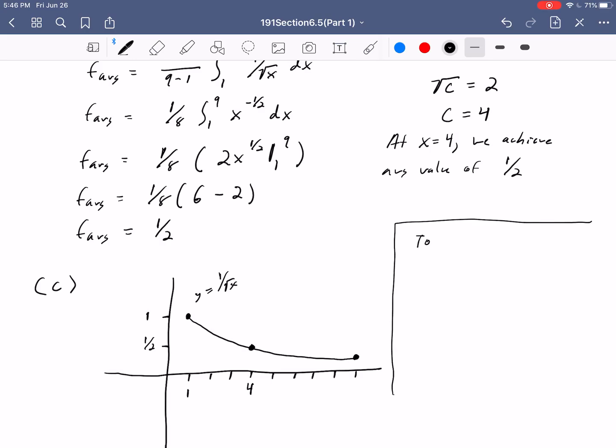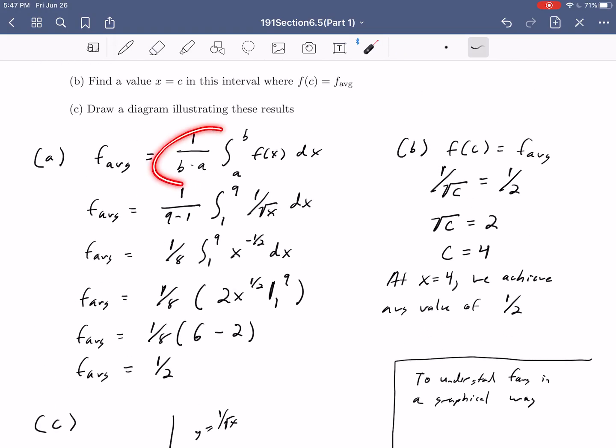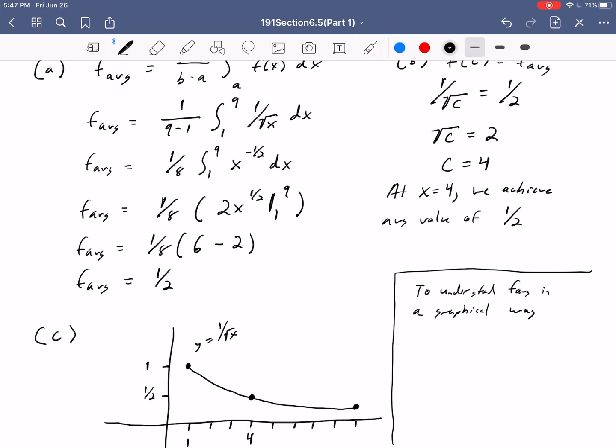So to think about that in a graphical way, to understand f average in a graphical way, we should take a look at this formula and think about rearranging it a little bit. This is the formula you want to use every time you want to calculate f average. But when we think about it visually, it might help to bring this over to the other side. So f average times b minus a is equal to the integral from a to b of f of x dx.